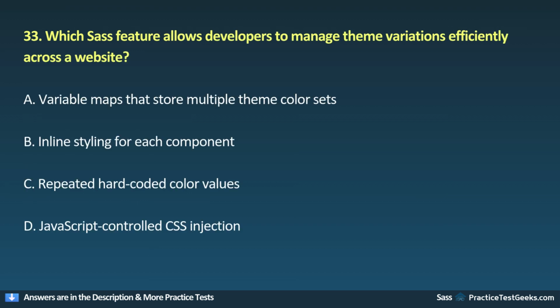33. Which SASS feature allows developers to manage theme variations efficiently across a website? A. Variable maps that store multiple theme color sets. B. Inline styling for each component. C. Repeated hard-coded color values. D. JavaScript-controlled CSS injection.